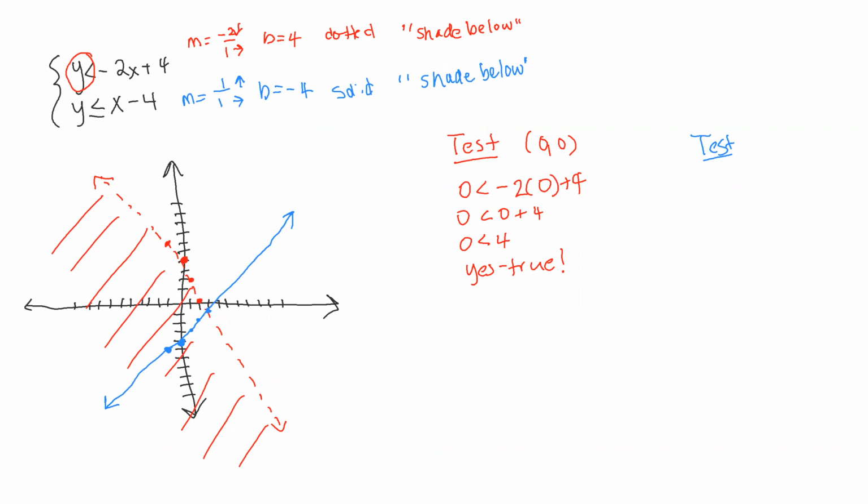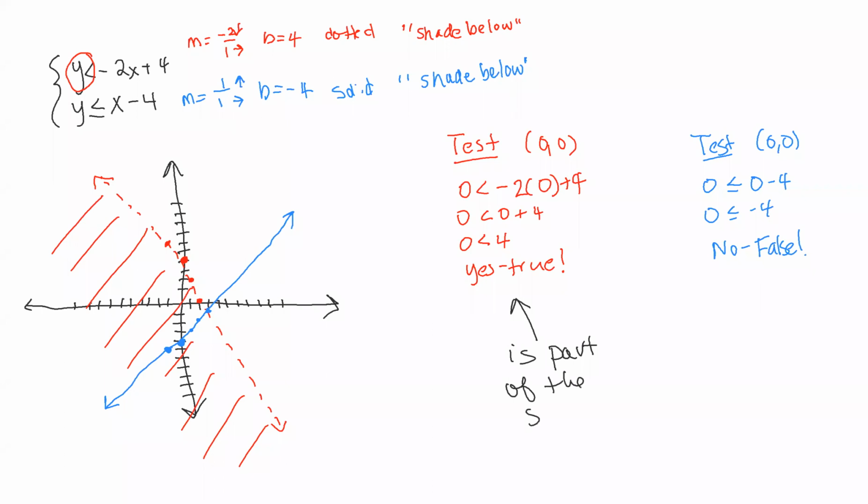Okay. Now for the blue line, let's again test 0, 0 just because it's super easy to plug in zeros. So I've got y is less than or equal to x minus 4. So y is 0. We want to see if that's less than or equal to 0 minus 4. All right, so we have 0 is less than or equal to -4. Is that true? Well, it just so happens that 0 is actually bigger than -4. So no, this is not true. It's false.